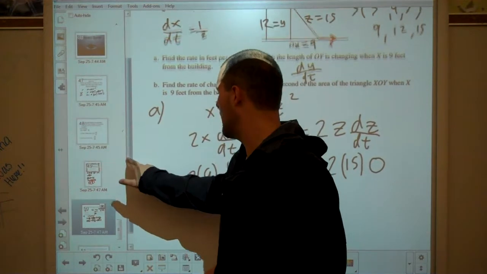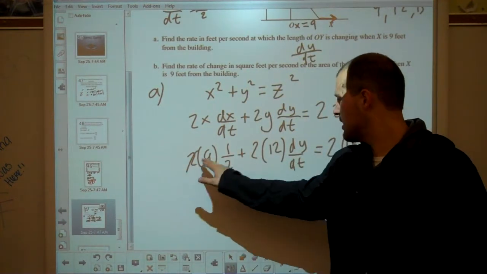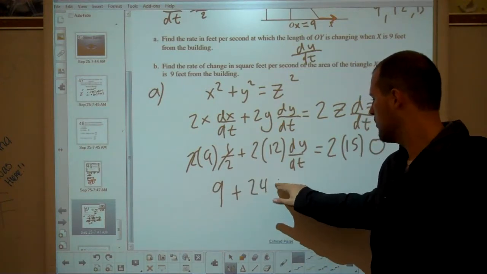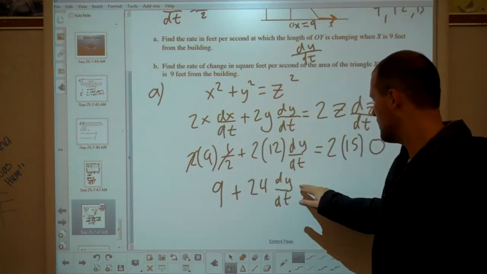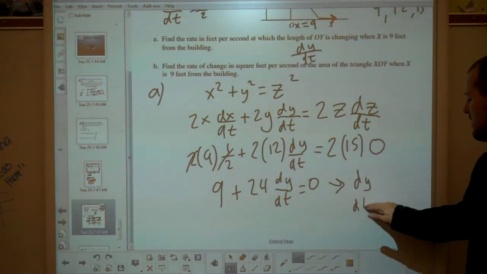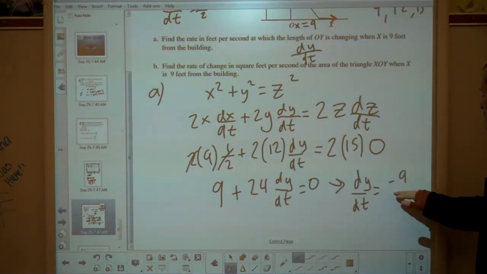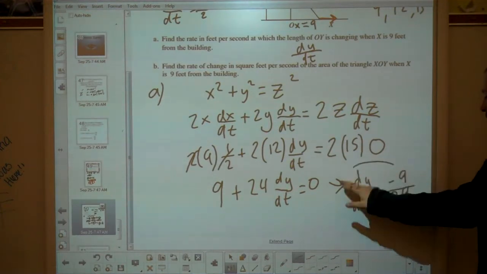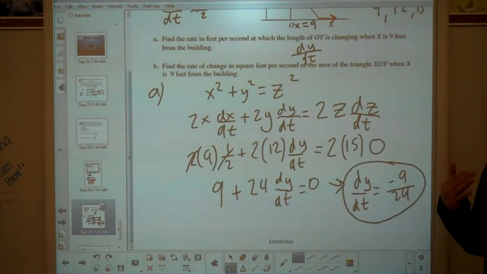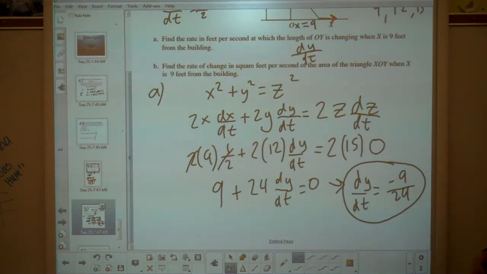Let's simplify. We should label that as part A. So the 2's cancel out, that's 9. And 2 times 12 is 24. 24 dy dt equals 0. This implies that dy dt equals -9 over 24. Okay, and again, some of you are noticing that can simplify. We don't have to. We can just leave it. It's totally fine. Okay, now we're going to go to part B.